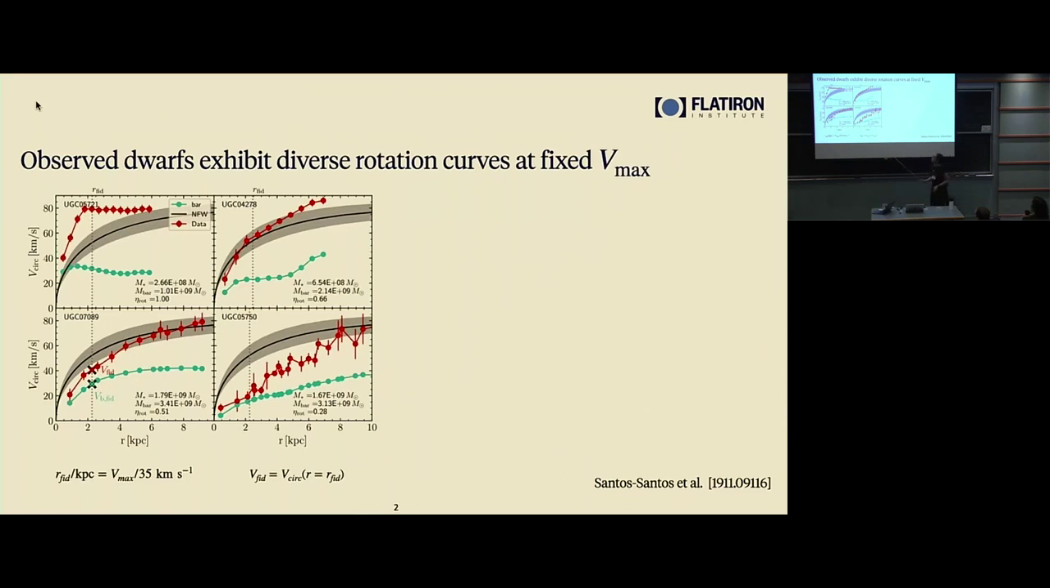And so people have worked to quantify this diversity in rotation curves. Initially in Oman, it was looked at 2 kpc, but in the Santos paper, the definition that I'm going to use is this fiducial radius, which is Vmax by 35 kilometers per second, and a corresponding fiducial velocity, which is the circular velocity at this radius. And so this is just a way to look at the central velocity, which you can see R_fid denoted here, the central velocity of these rotation curves independent of the mass scale.